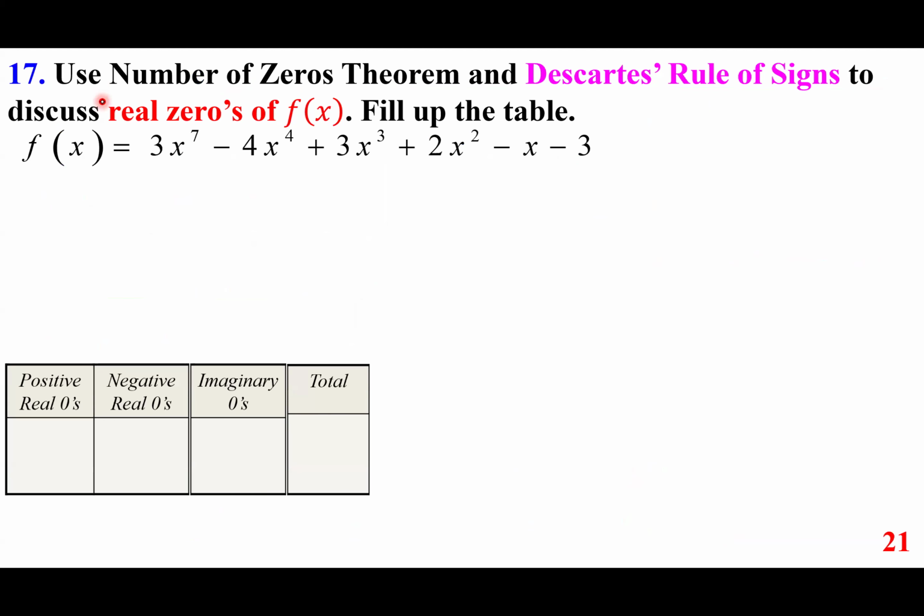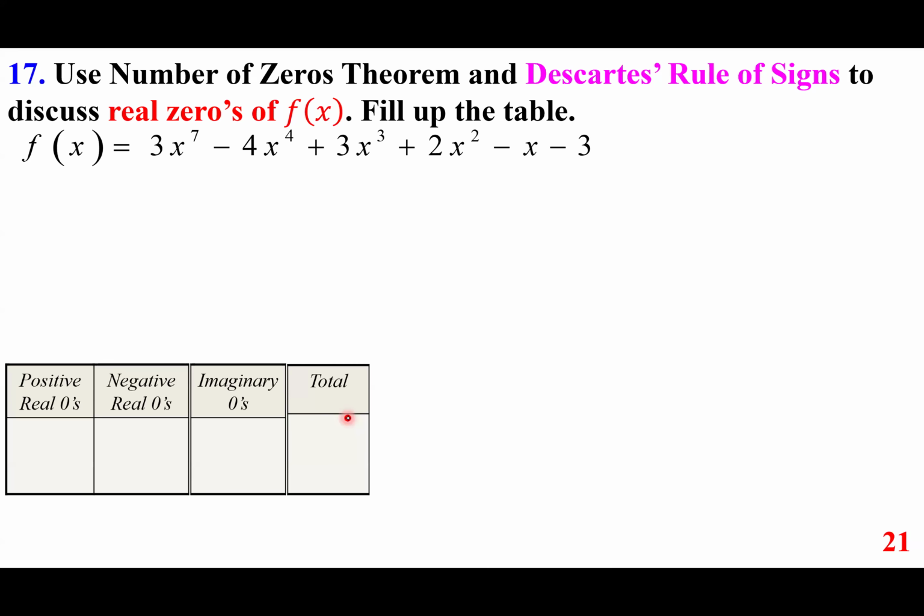Use number of zeros theorem and Descartes' rule of signs to discuss real zeros of f of x. Fill up the table where f of x is given as 3x to the power of 7 minus 4x to the power of 4 plus 3x cubed plus 2x squared minus x minus 3. So we have positive zeros, negative zeros, imaginary zeros, and the total. So that's what we are going to discuss.